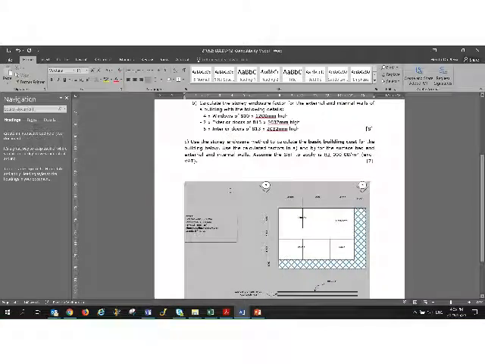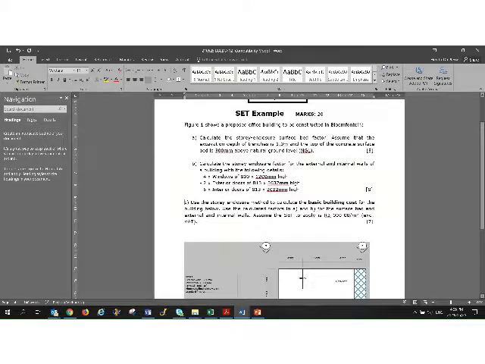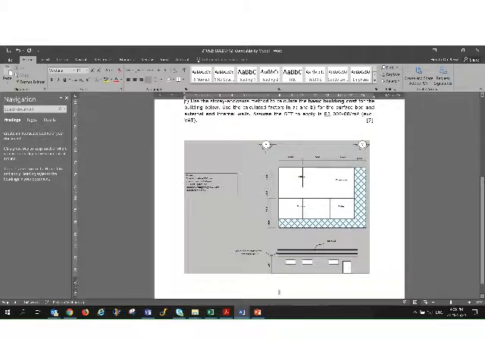Question C is use the story enclosure method to calculate the basic building cost for the building below. So use the calculated factors in A and B for the surface bed and external and internal walls, and assume the story enclosure tariff that should be applied to this question is 3,000 Rand per square meter. Okay, so those are the parameters and the example that's given.